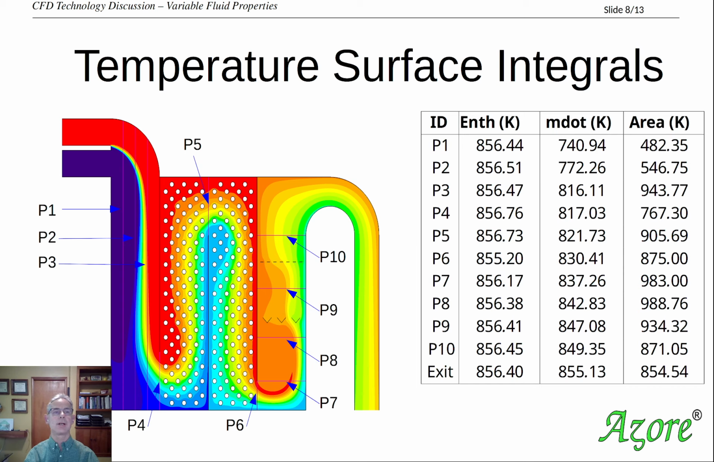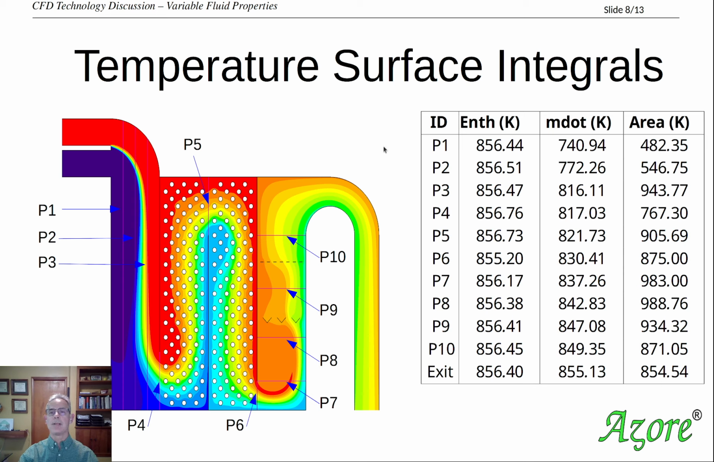Now let's take a look at the integration that you would get on each one of these planes. Let's say this P1 right here, that would be the integrated value right here. In our table over here, here are the three temperatures that we would get. One of them, the ENTH K, is the temperature from the enthalpy, from an energy conservation standpoint, and it is the 856 degree number that we are expecting. If we use a mass flow rate average, we get a temperature of 740 degrees. And if we use an area weighted average, we get a value on the order of 482 degrees.